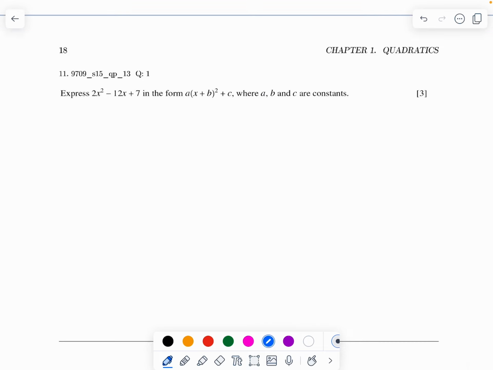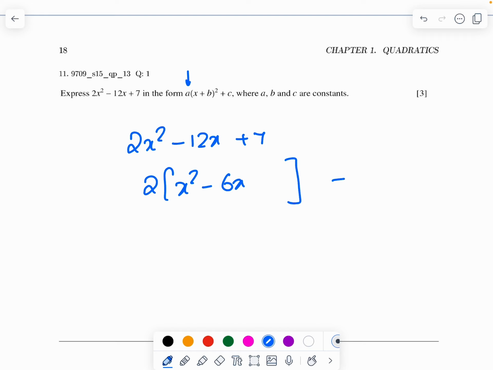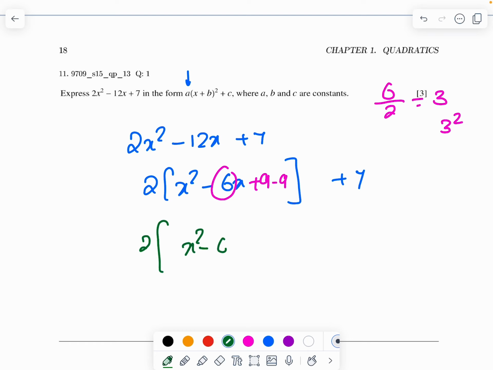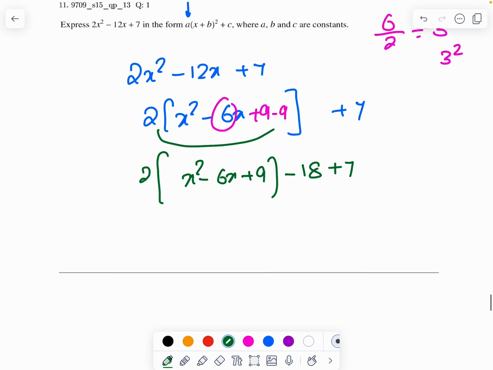Now next question. Express this again in the completing square form, taking a common. 2x square minus 12x plus 7. Take 2 common: x square minus 6x, and plus 7. Now this is 6. 6 divided by 2 is 3. So 3 square, which is 9. Add 9, subtract 9. So it becomes 2 times of x square minus 6x plus 9. Expand this one. 2 times of negative 9 is negative 18, plus 7. So 2 times of (x minus 3) whole square minus 11. This is the completing square.